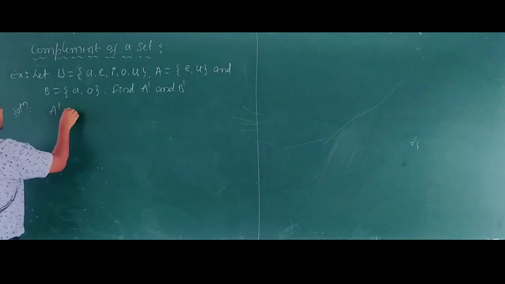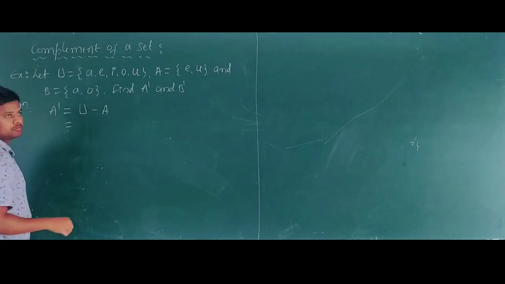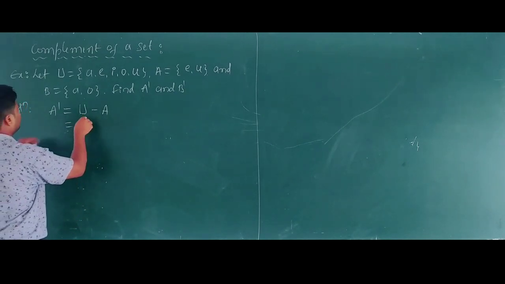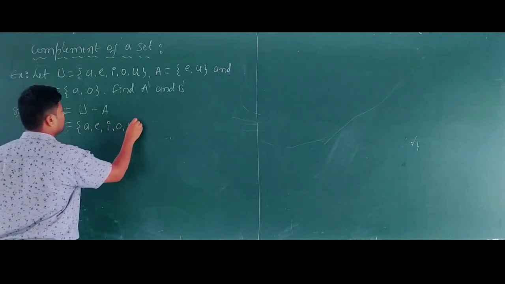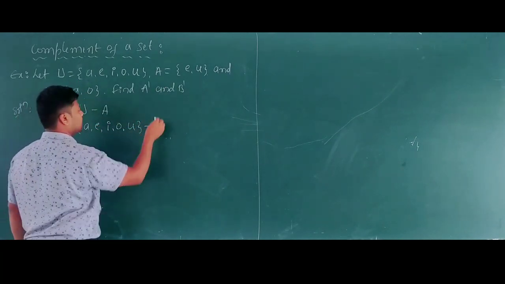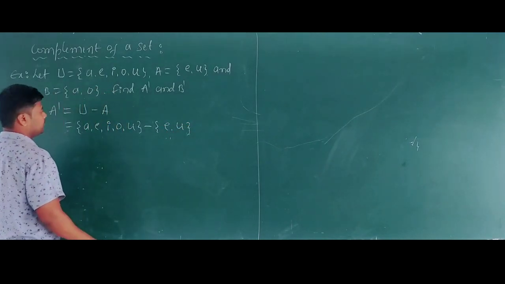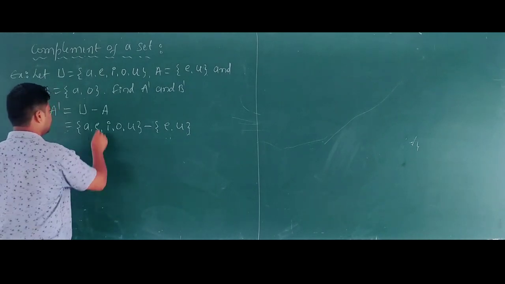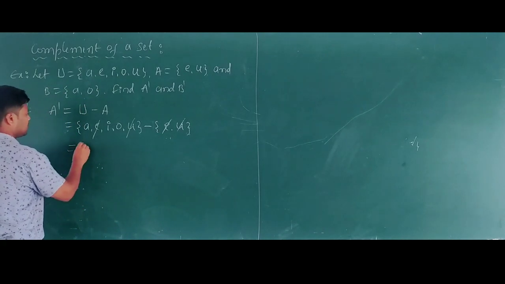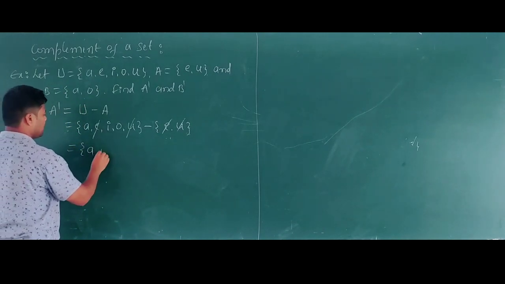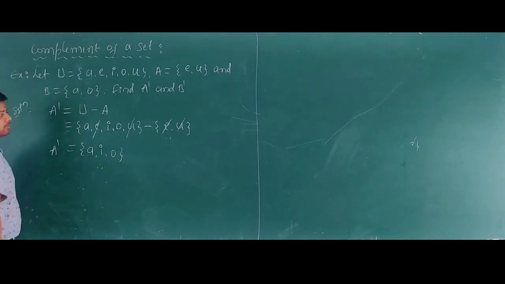So what is A dash? We know the formula: U minus A. Write down set U, the universal set: A, E, I, O, U, minus set A, which is E, U. Cancel the common elements E, E, U, U. So what are the remaining elements? A, I, O. So this is A dash.